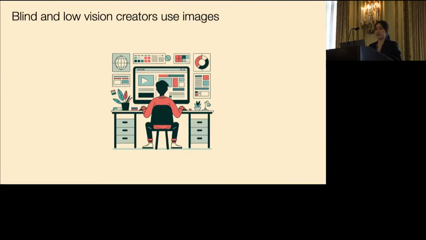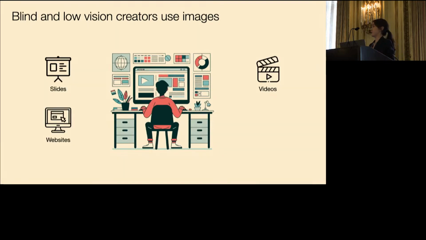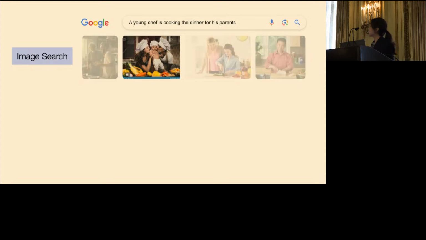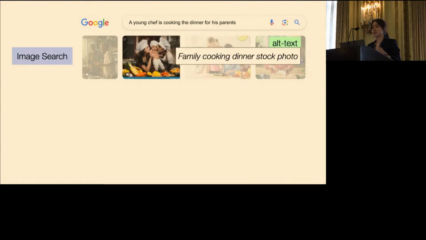Blind and low vision creators use images in slides, websites, videos, and social media. To get these images, creators might search for them, and if we search for an image of a young chef cooking, not all results are relevant. Here in the second image, we can see that the family is holding a baby and not cooking, but the alt text just says, family cooking dinner stock photo.